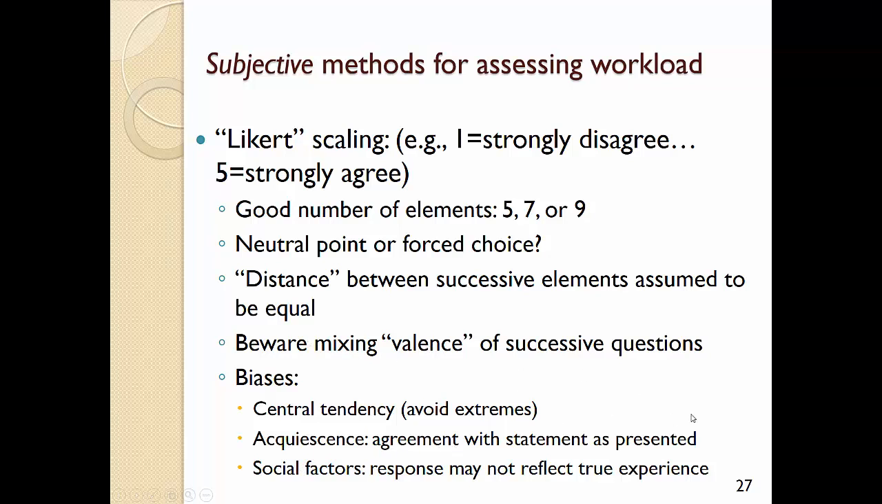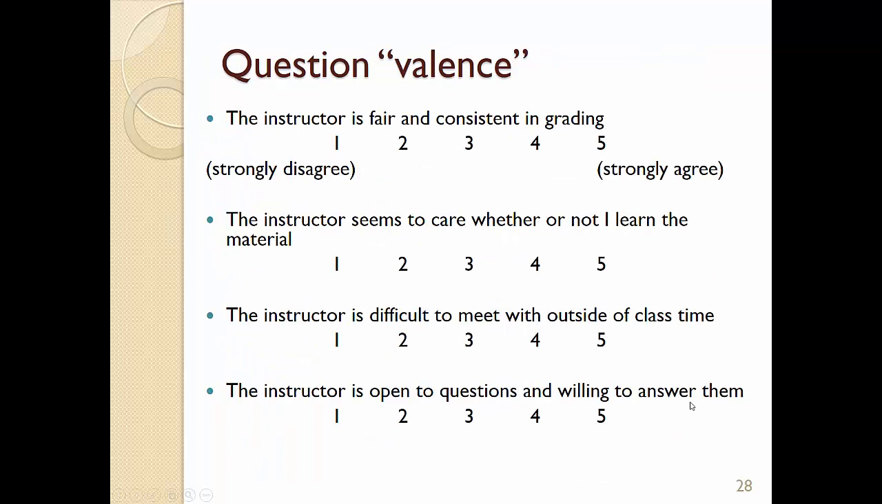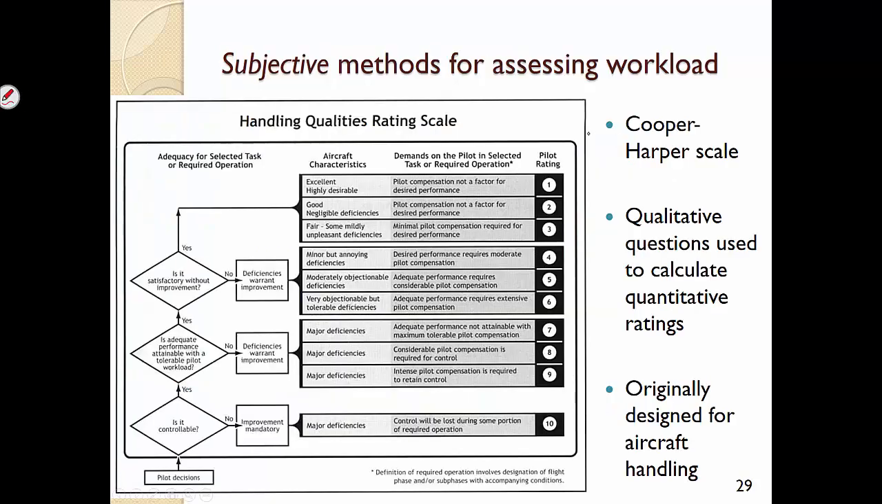Okay, so this valence of suggestive questions, here are my successive questions, my example, and I've been gotten by this one. The instructor is fair and consistent in grading. Strongly disagree, strongly agree: 5. Instructor seems to care about whether or not I learn their material. Yeah, he's great, Dr. F's great: 5. Instructor is difficult to meet with outside of class. Yeah, he's great: 5. Oh, so here's what I mean. The valence, if you like something, and again I'm saying me, but it can be anything.